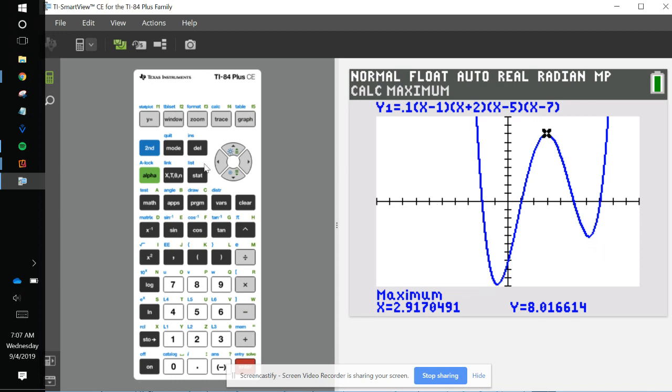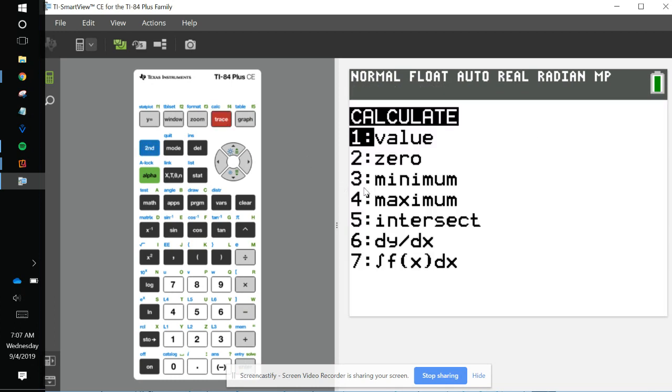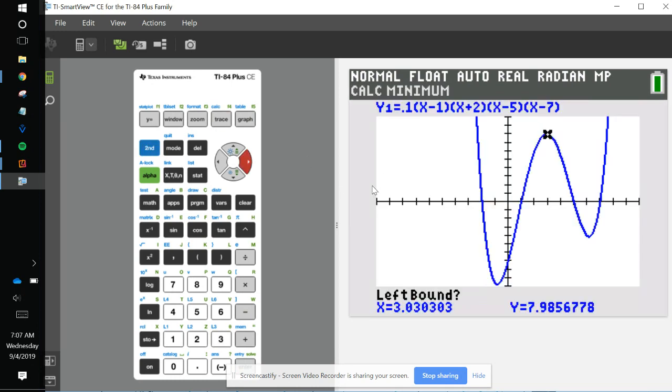And our last one. So this last minimum, we'll do that process again. Second calc, minimum. Okay. Then we're going to go to the left of the minimum. Then we're going to go right of the minimum, get close to it, and enter one more time. And we see the minimum is 6.154, comma, 6.155, comma, negative 4.102. And we're going to stop there and then look at absolute mins and absolute maxes in the next video.